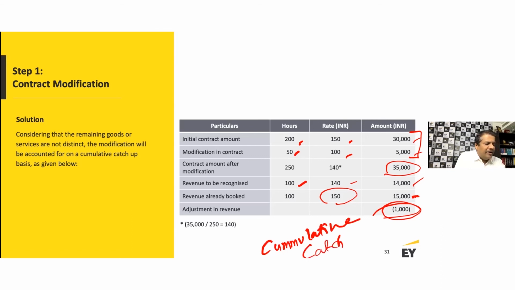Now, if I do cumulative catch-up accounting, this is the impact: I've done work for 100 hours, I'm now getting an effective bill rate of 140, and hence I'm entitled to record revenue of only 14,000. So 1,000 comes as an immediate reduction in my revenue in the current period.